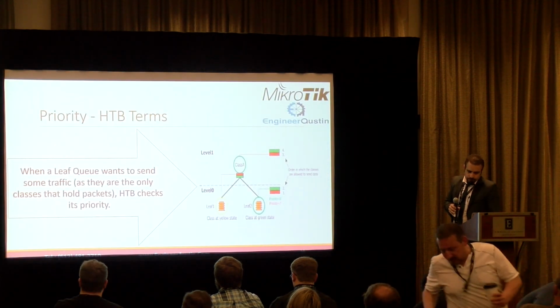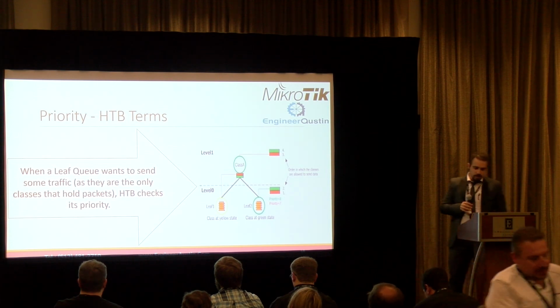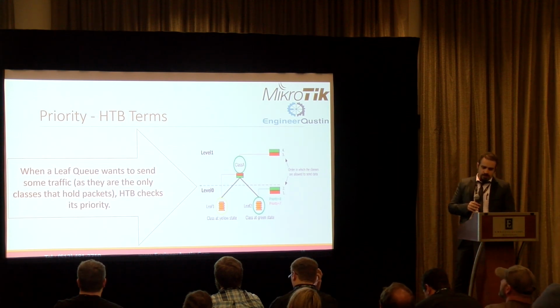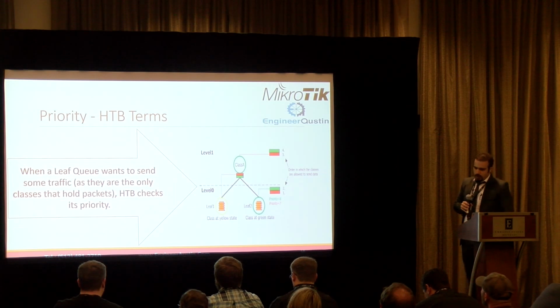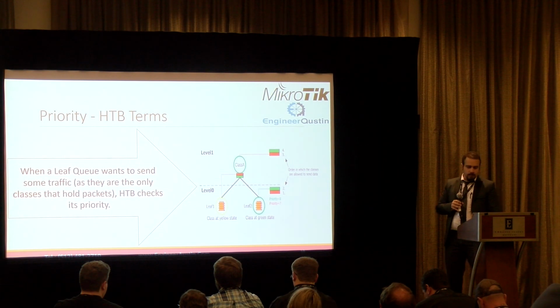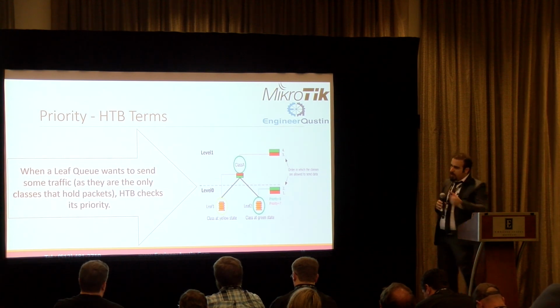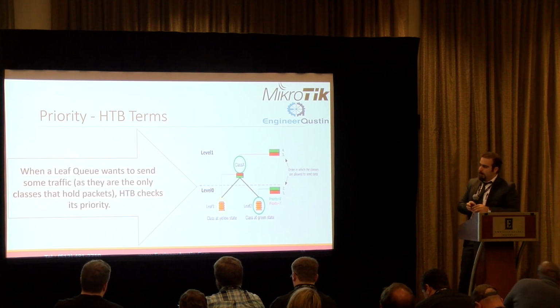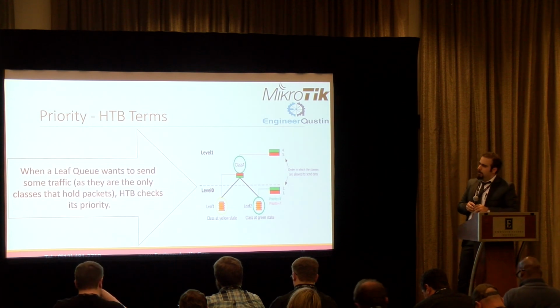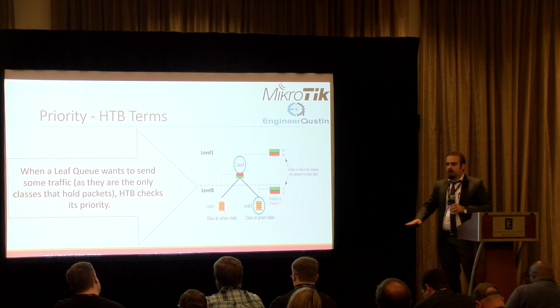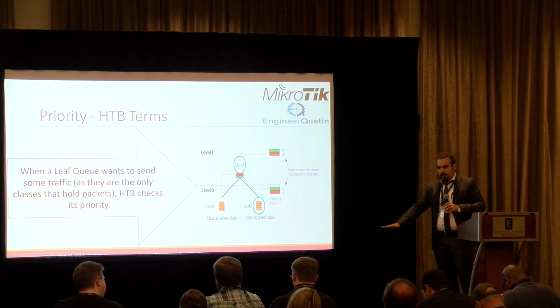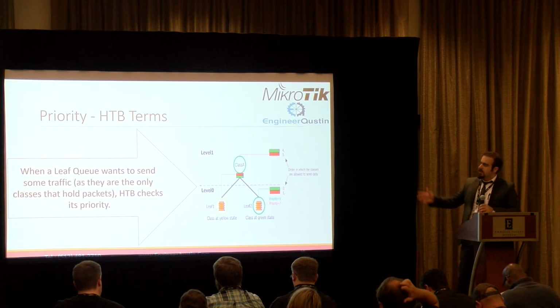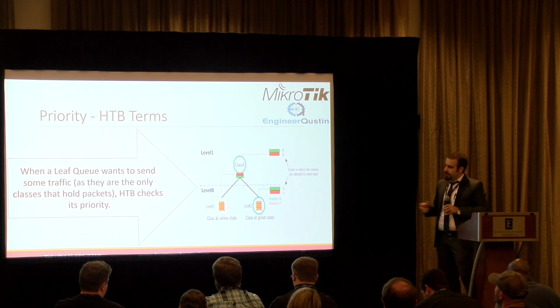When a leaf queue wants to send traffic, HTB checks its priority. 8 is the lowest priority and 1 is the highest priority. HTB begins checking from the highest priority at the lowest level, and proceeds until it reaches the lowest priority.